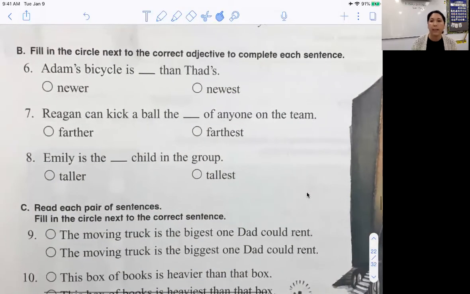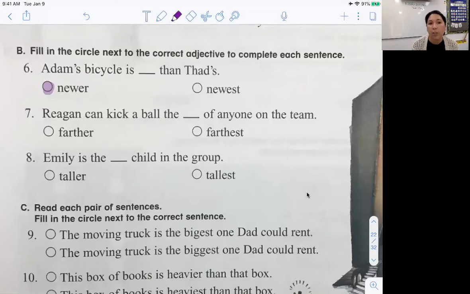Letter B says, fill in the circle next to the correct adjective to complete each sentence. I'm going to do the first one with you. Adam's bicycle is newer than Thad's, or Adam's bicycle is newest than Thad's. Which one sounds better? That's right, newer. So I'm going to bubble in newer.